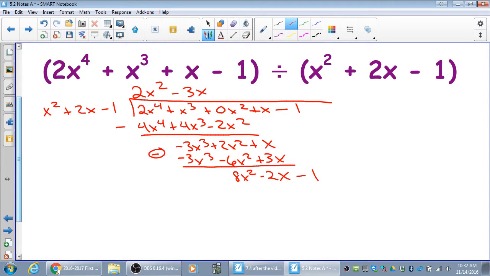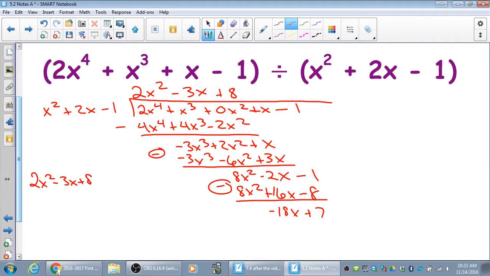That's what I'm getting anyway. If you think I made a mistake, let me know. Well, we have an 8. So plus 8. 8x squared plus 16x minus 8. We're distributing. And now we have negative 18x. Negative 1 plus 8, that's plus 7. So here's my answer. 2x squared minus 3x plus 8, and then plus, we got negative 18x plus 7 over x squared plus 2x minus 1. There's the fractional part. That's what I got.